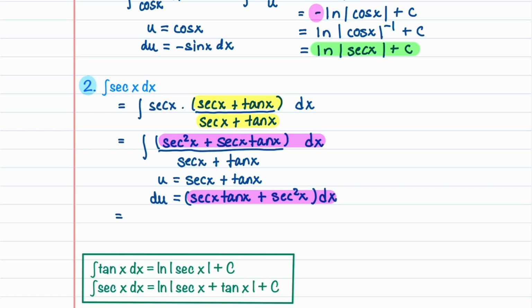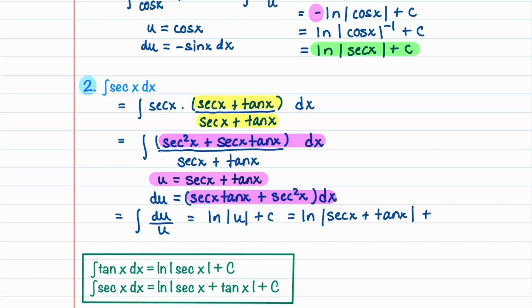Now we'll flip to everything in terms of u, so we have the integral of du all divided by u. That's the natural log absolute value of u plus c. And then we just plug back in what u is. Let me highlight that in pink so you can see what I'm looking at. It is secant x plus tangent x plus c. And there's our answer and our formula.